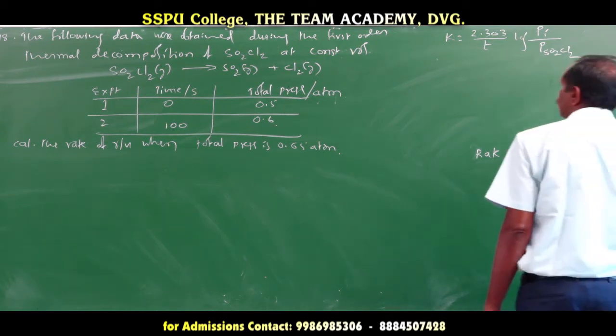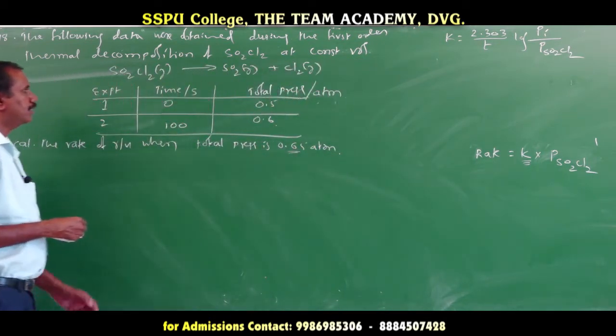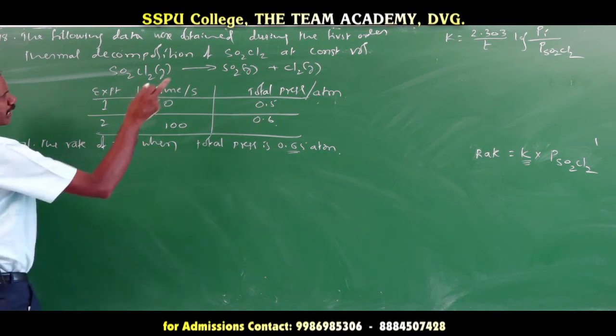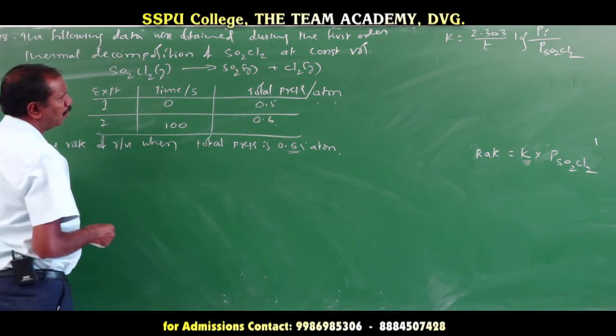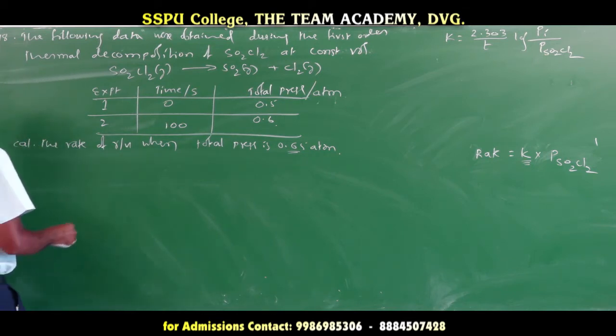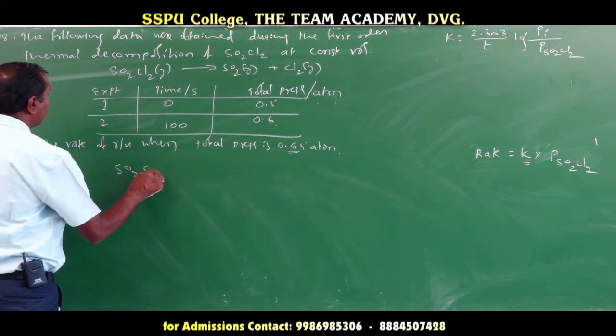Yes. So, we should calculate the partial pressure when the total pressure is 0.65. Okay. So, the K value remains constant. First we will calculate the K value. K can be calculated by using the formula 2.303 by t log of Pi divided by partial pressure of SO2Cl2. Now, we have to calculate the partial pressure of those components.